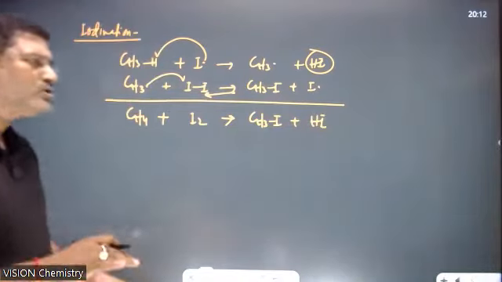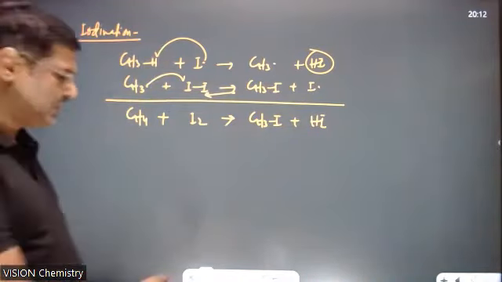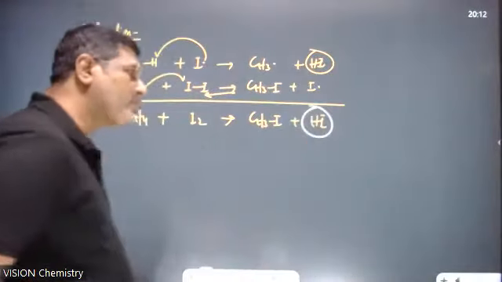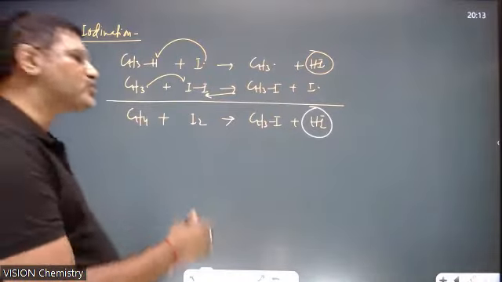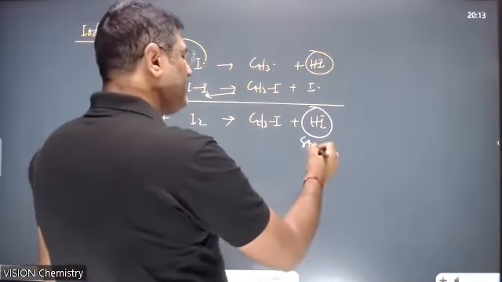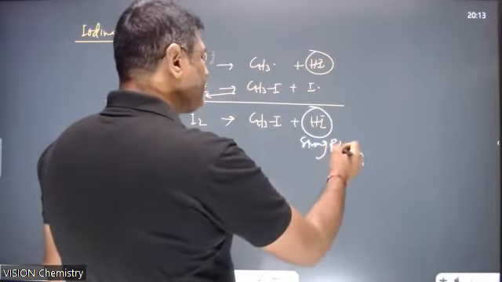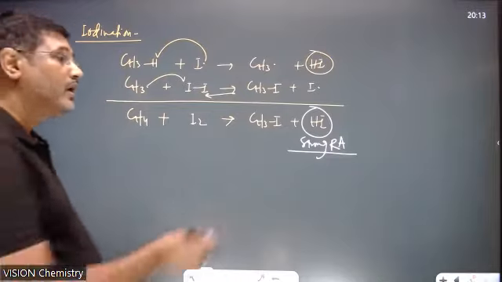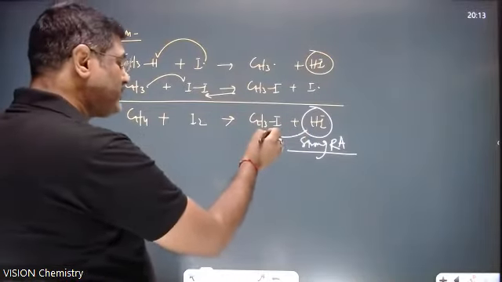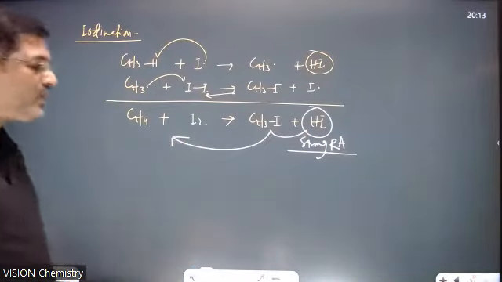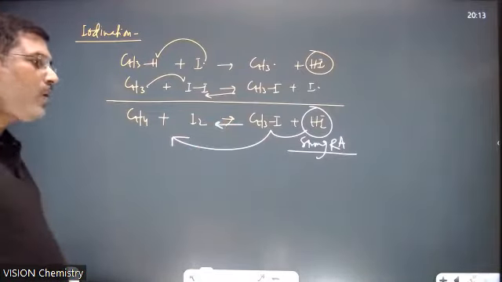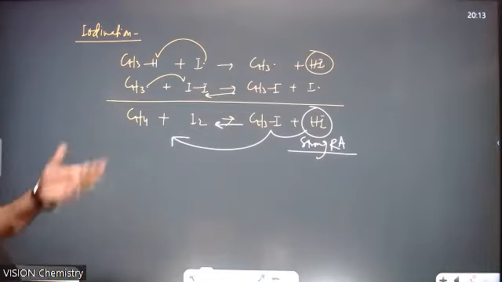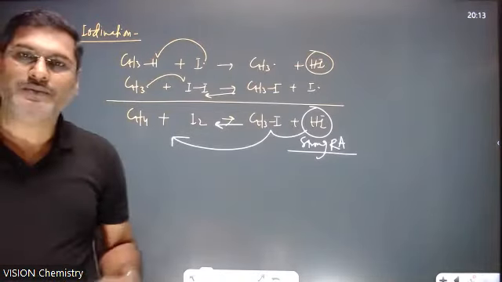There is another way to view this. What is the other way to understand? HI, what do you think about HI? HI is a very strong reducing agent. So what? A strong reducing agent will act on this one and reverse this process. Very strongly it reverses, and this reaction is not successful.